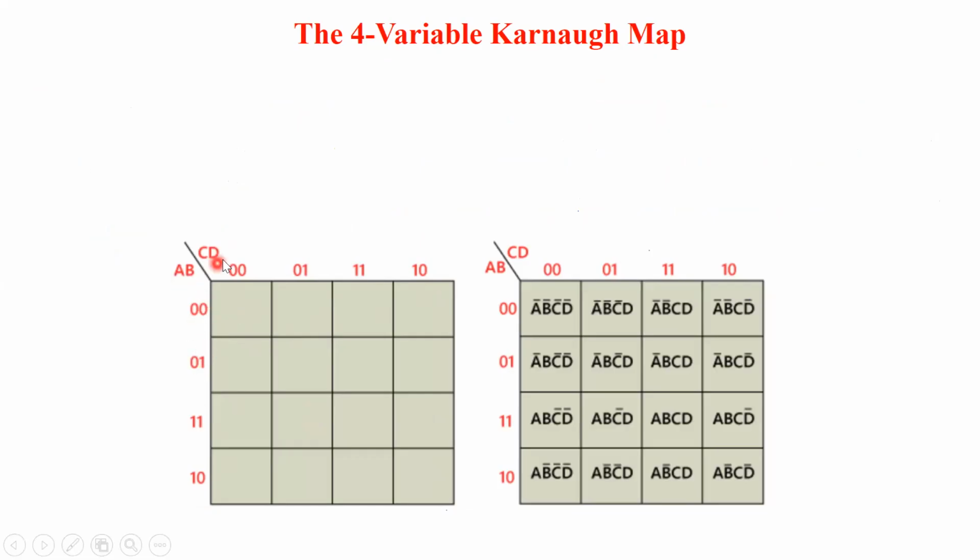So I have 2 raised to 4. So 16 cells will be there. 4 rows, 4 columns. So again, remember 0, 0, 0, 1, 1, 1, 1, 0. 0, 0, 0, 1, 1, 1, 1, 0. Okay. And then you can write down the expression wherever. So here 0, 0, 0, 0 ka combination. So all are A dash, B dash, C dash, D dash. Then 0, 0, 0 combination. So A dash, B dash, C dash, D.